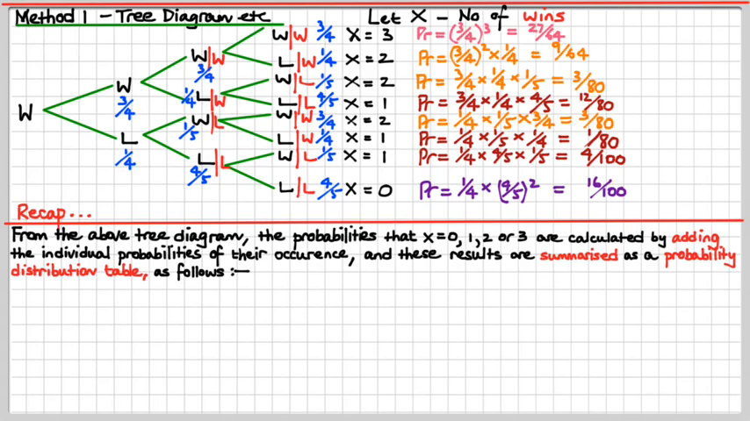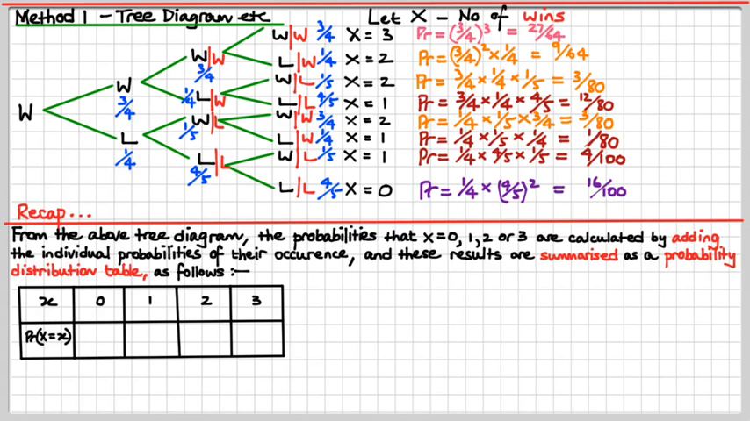So from the above tree diagram, the probabilities that X is 0, 1, 2 or 3 are calculated by adding the individual probabilities of their occurrence, and these results are summarised as a probability distribution table as follows. Now, for example, if you want the probability X is 0, there's only one occurrence, so that is going to be 1/600. The probability that X is 1, I think there's 3 of those.